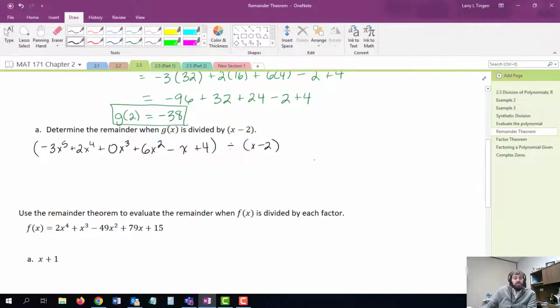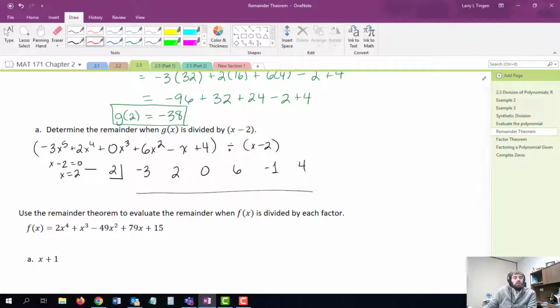Well, if I'm dividing by x minus 2, first step, take the divisor, set it equal to 0, and solve. X is 2, so that means 2 goes into the box, and then the coefficients of the polynomial start with -3, 2, 0, 6, -1, and 4. Drop the -3, multiply by +2, that gives me -6. Add 2 plus -6 is -4.